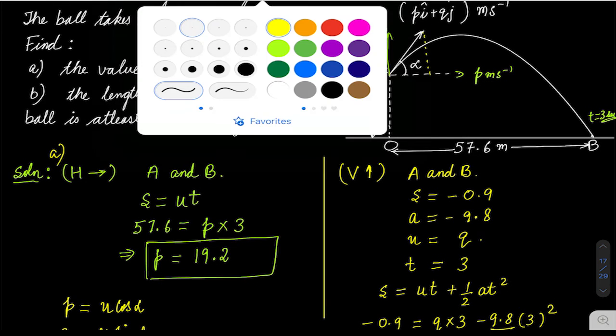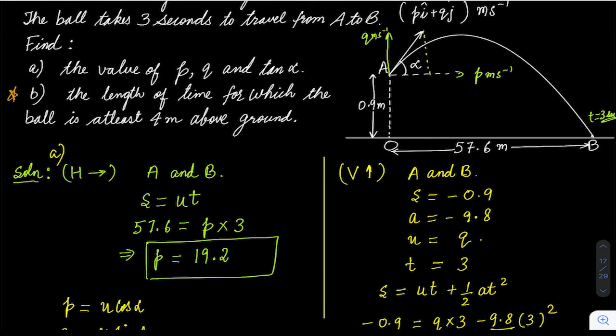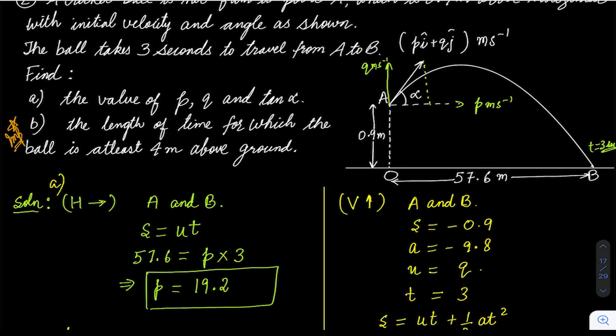Okay, now let's look at B part. Now this B part is very important. This is a very good problem. The length of time for which the ball is at least 4 meters above ground. So this is my ground. Obviously when the particle is projected from A, it goes up at the start, and then it might reach a height of greater than 4 for some time. So we don't know where or when it reaches, so what they are asking is for how much time.